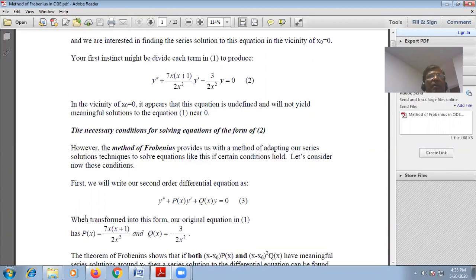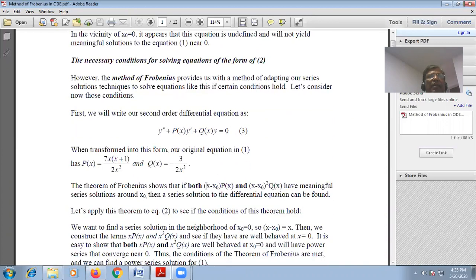Then we transform this, P(x) is equal to this, and Q(x) is equal to this. Here the theorem of Frobenius shows that both (x minus x naught) P(x) and (x minus x naught) squared Q(x) have meaningful series solution around x naught, and then a series solution to the differential equation can be found. So students, I hope that you have understood what is the Frobenius method of solving an ordinary differential equation.